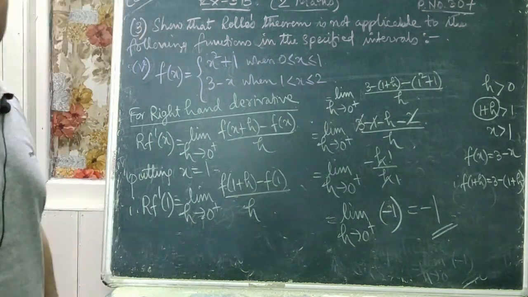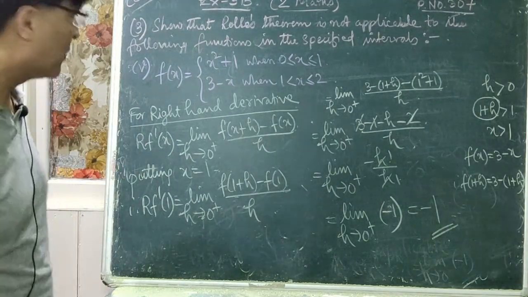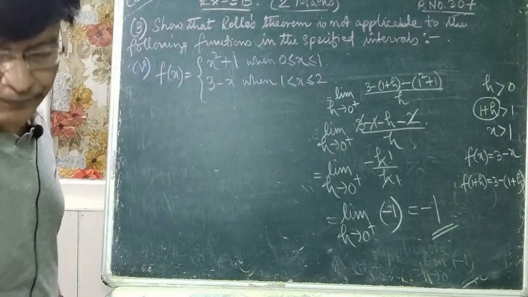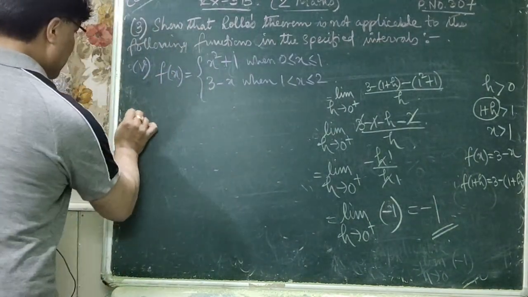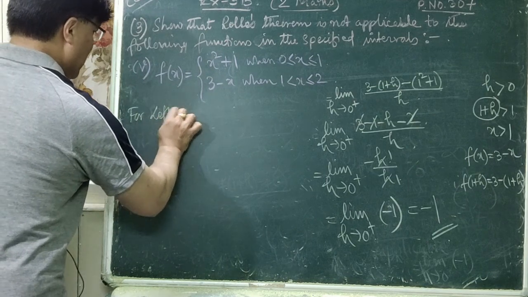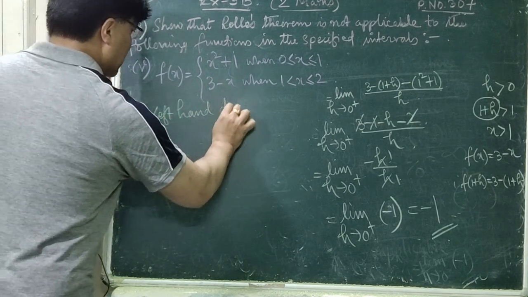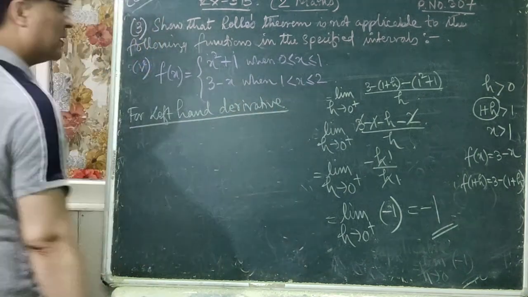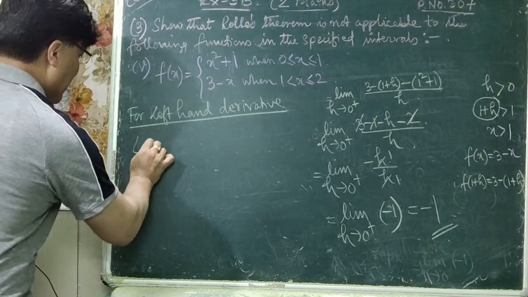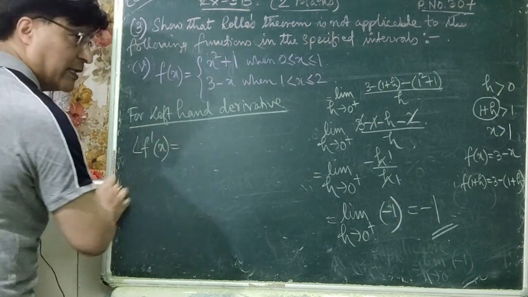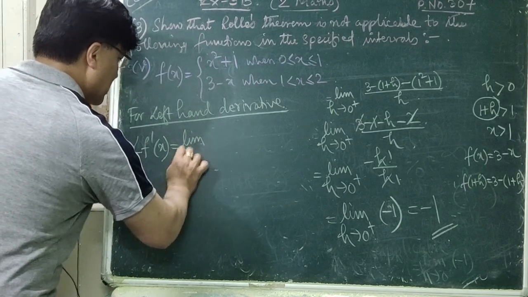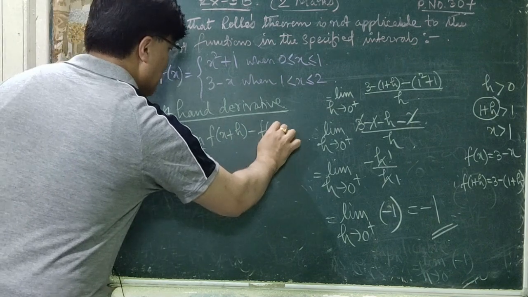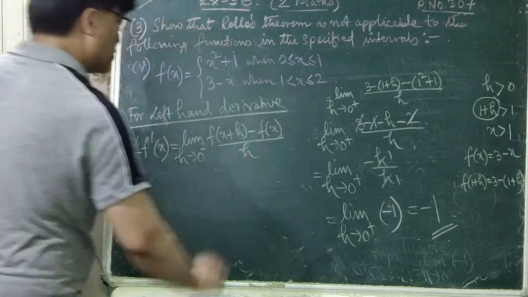So let us find out the left hand derivative now. So you can pause the video and you can copy it. Okay. So let us do left hand derivative. So now for left hand derivative, what is the definition of left hand derivative now? Capital L f dash of x denotes left hand derivative is equal to limit h tends to 0 minus f of x plus h minus f of x, this whole divided by h.